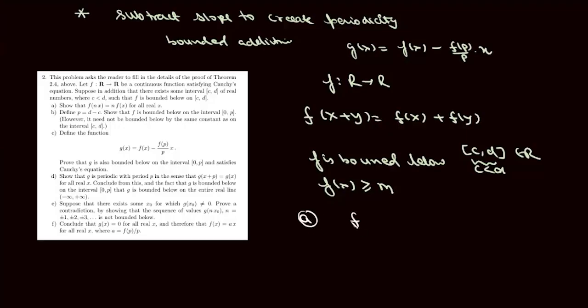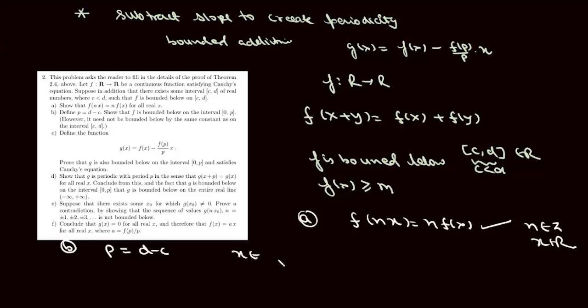Now this first part is show that f(nx) is n f(x). This is pretty standard in Cauchy's equation and we have proved it again and again, so we want to skip this result. So f(nx) is equal to n f(x) for n belongs to Z and x belongs to R. We have proved it previously. Now this part B is define P as d minus c and show that f is bounded below on the interval 0 to P.